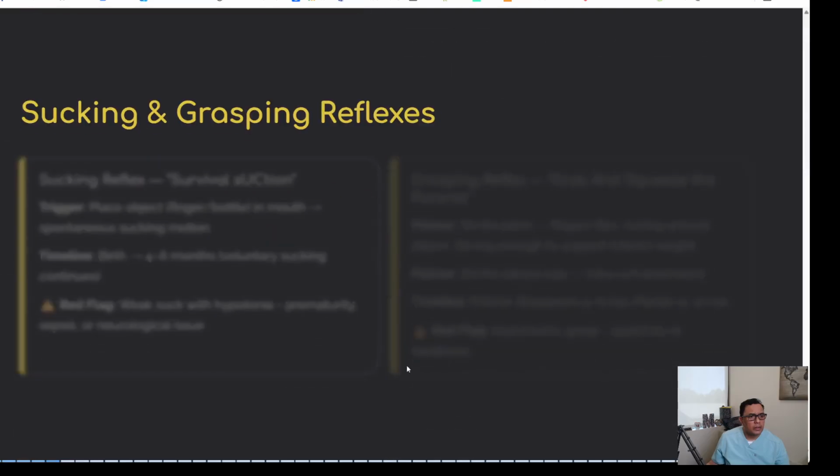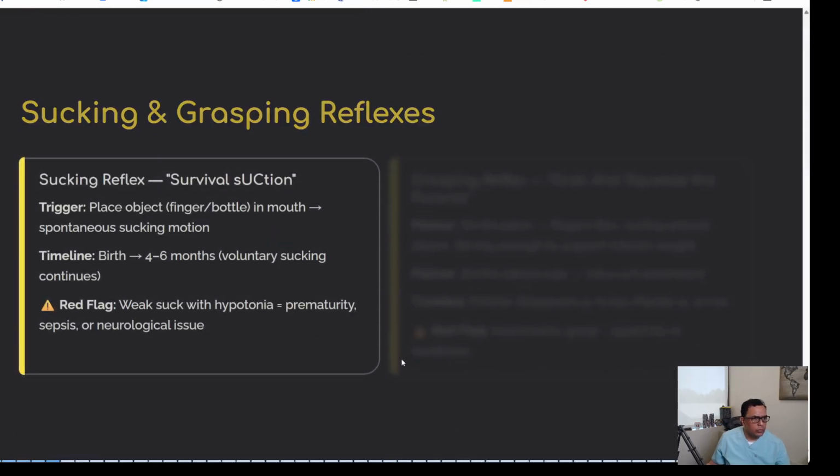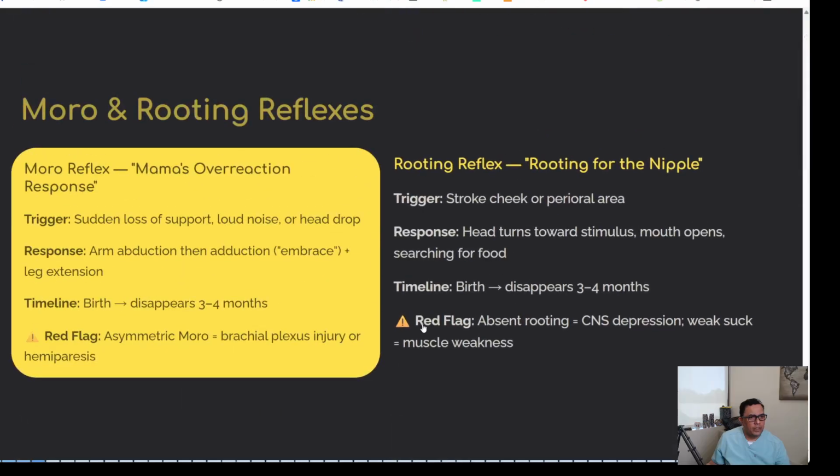Okay, now the next one is rooting reflex. When you stroke a cheek or a perioral area, the head turns towards the stimulus, mouth open, searching for food. The timeline: it appears at birth and disappears at 3 to 4 months. Let's say that absent rooting reflex is CNS depression, and weak sucking response is muscle weakness.